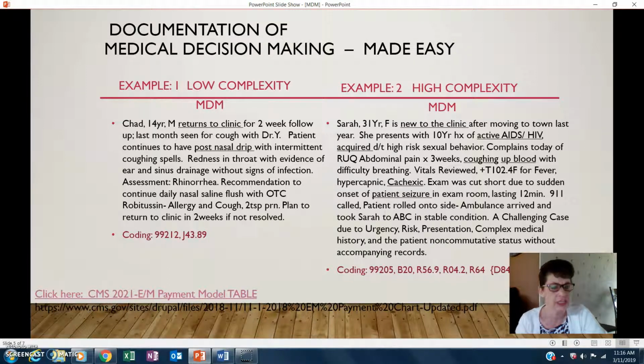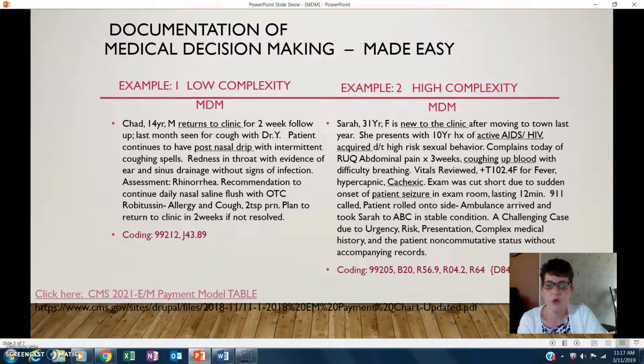Other vitals indicate that she is hypercapnic. She has hypoxic, and then the exam was cut short due to a sudden onset. The patient had a seizure in the exam room. The seizure lasted 12 minutes. 911 was called. The patient rolled into the ambulance and arrived, taking Sarah to the hospital in stable condition. The physician noted a challenging case due to the urgency, risk, presentation, and complex history of the patient being in a non-communicative status and without any accompanying records.